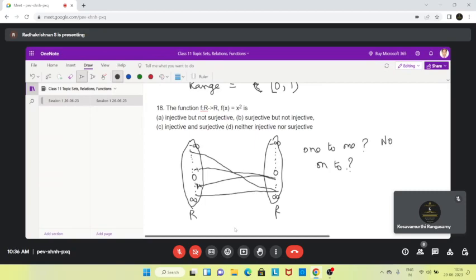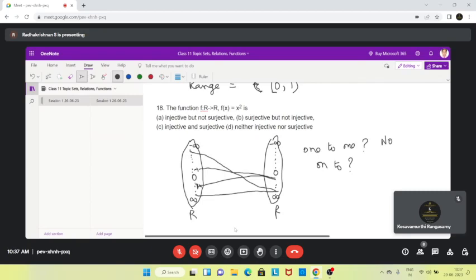Is it onto? Yes, sir. You're still saying yes? So all codomain values should be mapped for onto, right? All domain values should be mapped for any function. Onto function means all codomain values should be mapped. Are all codomain values mapped? No, sir.